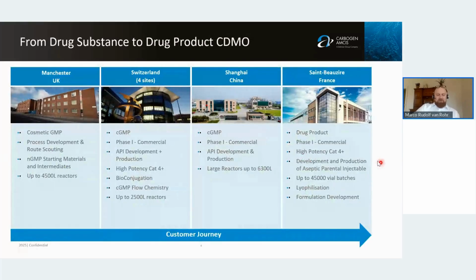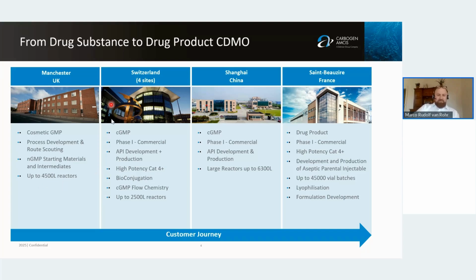So what we do, I would describe CARBOGEN as some sort of a one-stop shop. We have sites focusing on early phase and raw material synthesis in Manchester. Very good to have this in the line, as they can provide us with starting materials for the GMP sequence with a capacity of 4.5 cubic meter vessels.